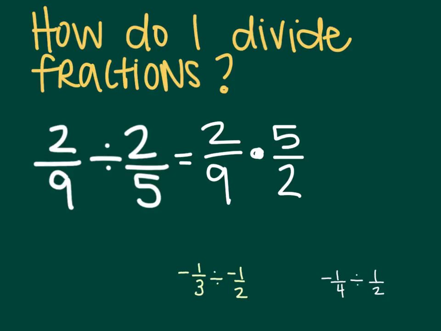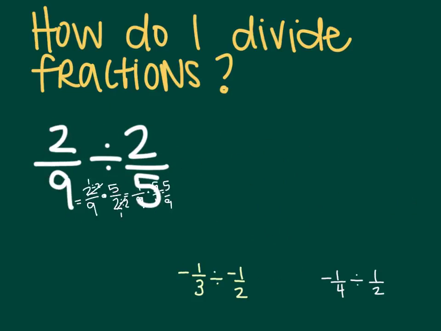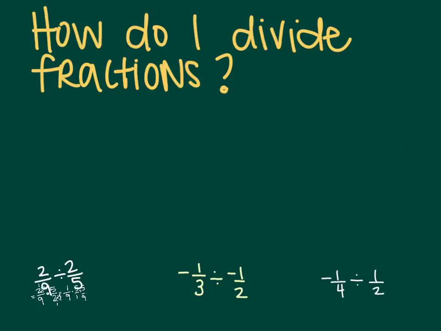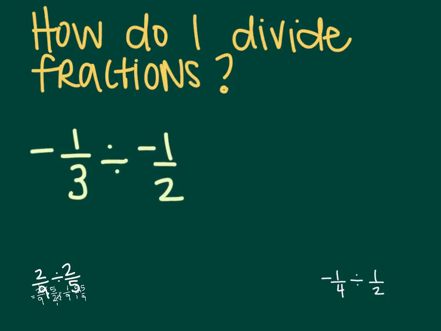That becomes your new one. Then you look to see if you can cross simplify, divide out something. In this case, I can divide out 2 from the 2's. So now this becomes 1 and this is 1, so 1/9 times 5/1. That's going to make very easy math. Your answer is 5/9. So it's a lot more rewriting on dividing, but it's only going to help you be successful.